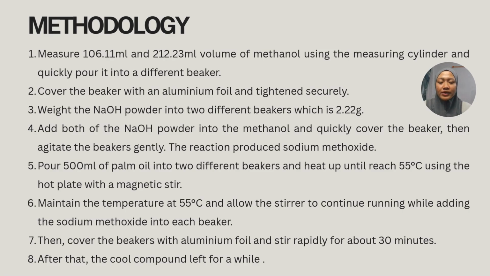And then pour 500 milliliters of palm oil into two different beakers and heat up until reach 55 degrees Celsius using the hot plate with a magnetic stir. And then maintain the temperature at 55 degrees Celsius and allow the stirrer to continue running while adding the sodium methoxide into each beaker.